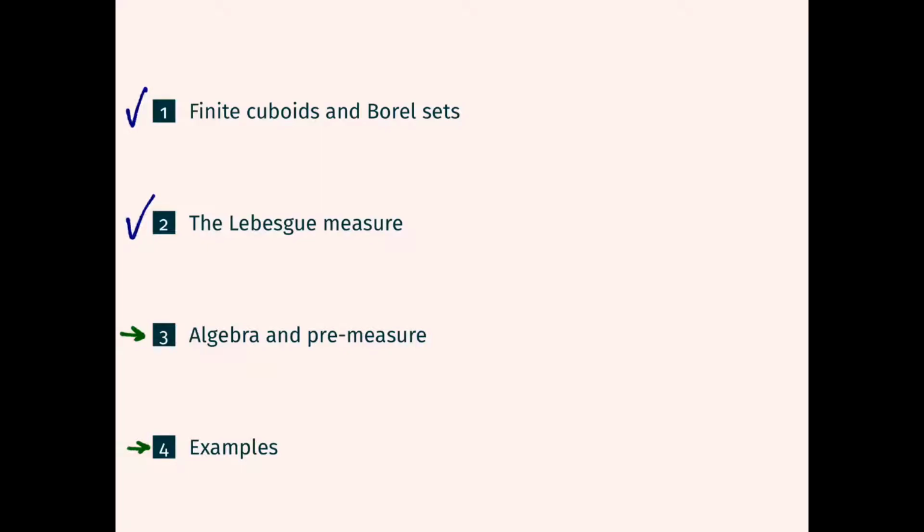In the first part of this video lecture, we defined finite cuboids, defined what the Borel sets on the Euclidean space of d dimensions, Rd, are. Then we defined the Lebesgue measure on Rd and stated a theorem claiming its existence and uniqueness.